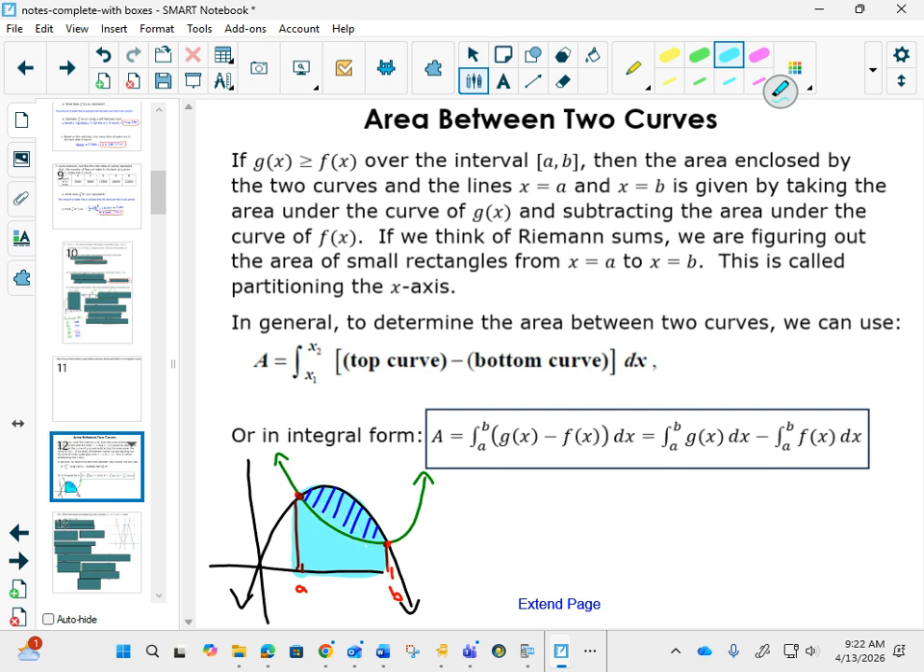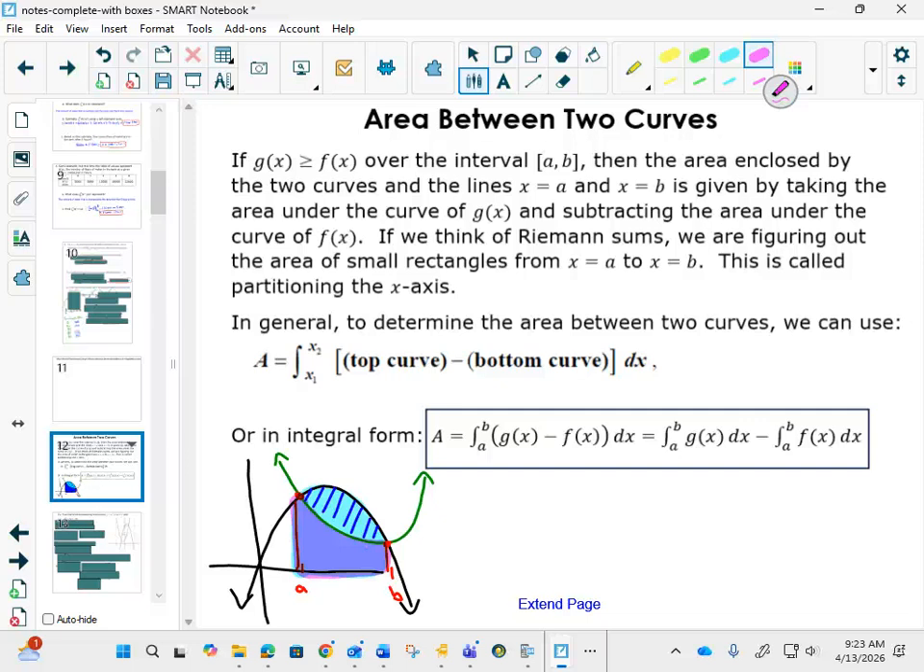And then if I found the area from A to B in the green part, under the green curve, that would be this purple part. And does it make sense that if I took the blue part and subtracted the purple part, I would get that little section in between? Area between curves is that easy. It's just the area of the upper one minus the area of the bottom one.